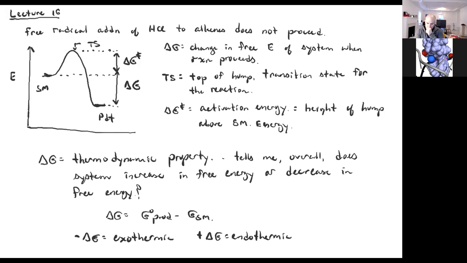And the systems always want to lose energy, right? And so reactions that are exothermic, that give you a negative delta G, will proceed. And so let me just draw those two examples on the next slide to contrast them. So I'll just repeat the diagram here.